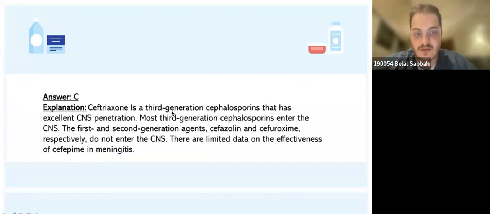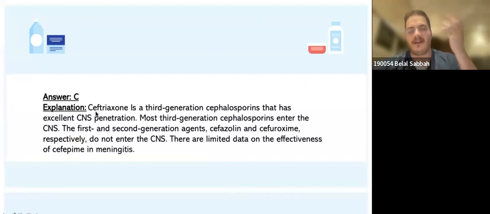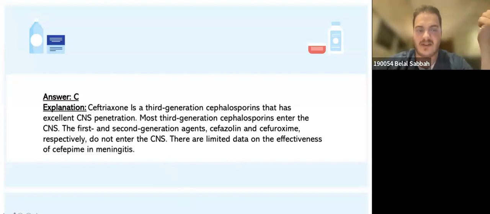So ceftriaxone is a third generation cephalosporin, has excellent CNS penetration. One major thing I forgot to mention is that the CNS penetration of ceftriaxone is the best among the cephalosporins. And you see limited data on the effectiveness of cefepime in meningitis. Why? First of all, obviously it's not going to be the same as ceftriaxone. Second, it's not made to target the bugs that cefepime usually covers.